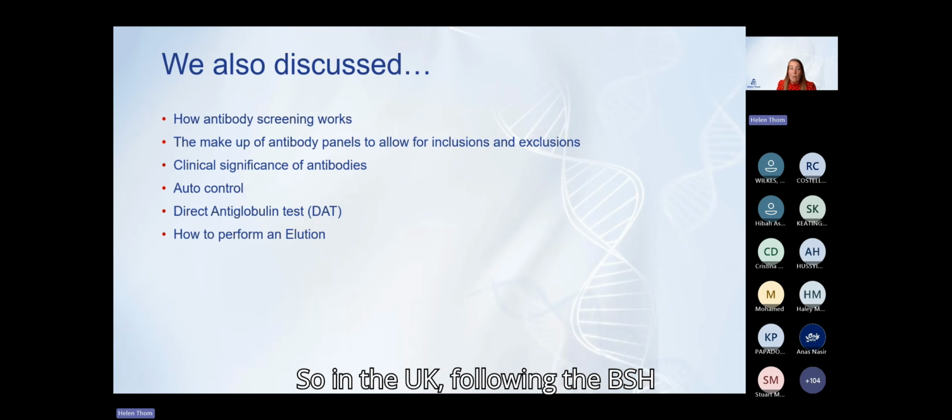So in the UK, following the BSH guidelines, when you identify an antibody, if it's a brand new antibody, you need 2 positive examples of that antibody that's negative for any other antibodies, and also 2 negative examples in order to see that that antibody is present. So we talked about that.